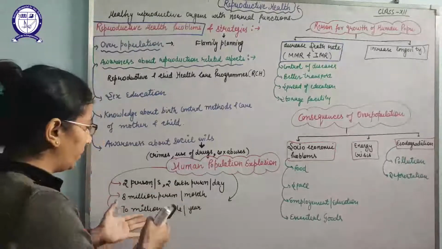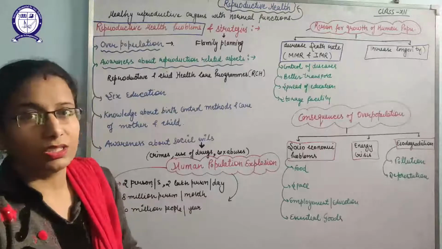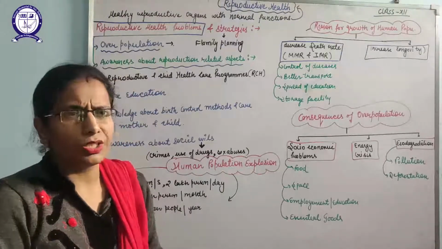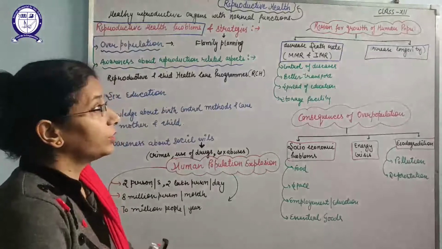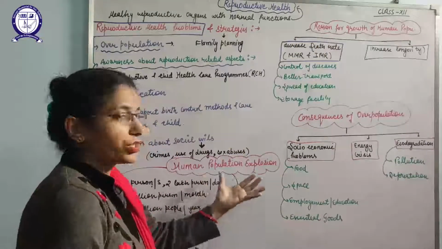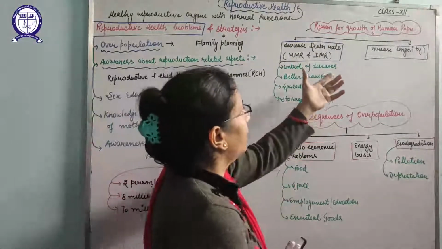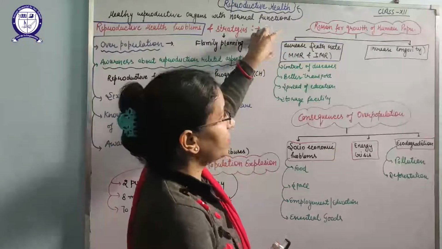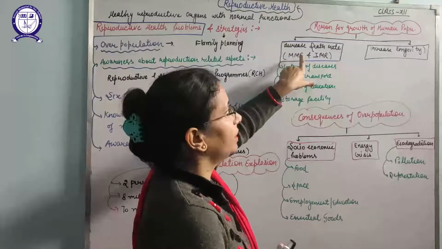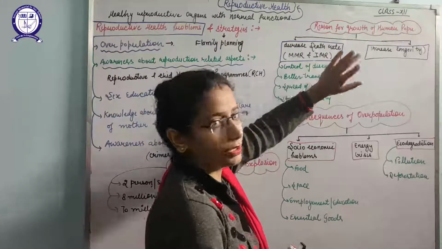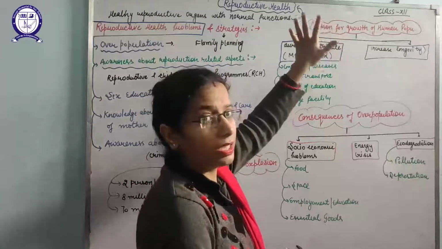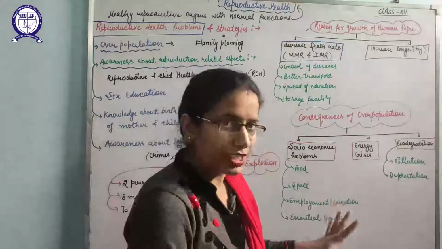If 70 million people are added in 1 year, then you just imagine how this population is going to increase at tremendous rates. So what are the reasons for this human population explosion? Yes, there are 2 main reasons. Decreased death rate, that means the maternal mortality rate and the infant mortality rate. The mother's mortality rate and infant mortality rate have decreased in today's world.